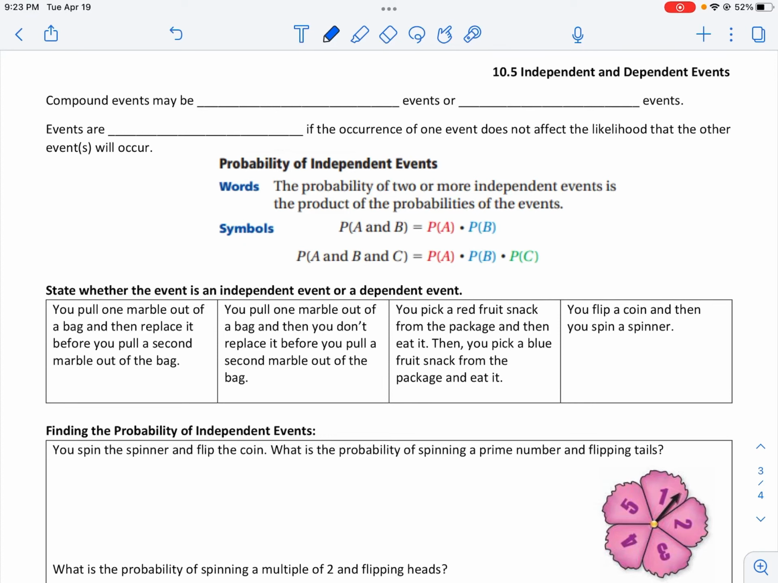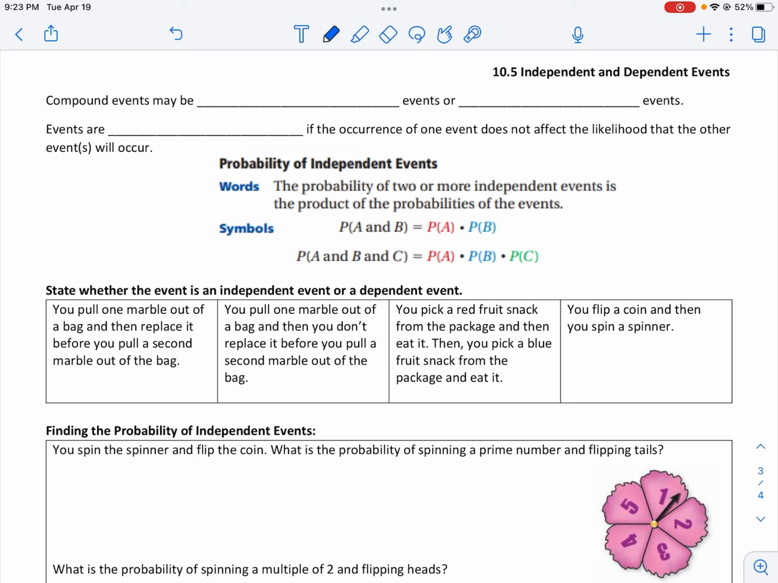Okay, today we are moving on to 10.5, which is independent and dependent events. So this is the last section of our chapter. Next class we're going to review, and then next week you're going to have a test. So it's important that you understand how to do this.